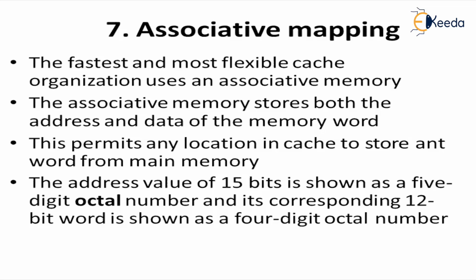Now, what do you understand by associative? It is considered to be the fastest, most flexible cache organization, used as associative memory. The associative memory stores both the address and the data of the memory word. Now, why the address and data? Because it needs to map the data to the address bus simultaneously. It will also permit any location in cache to store any word from the main memory.